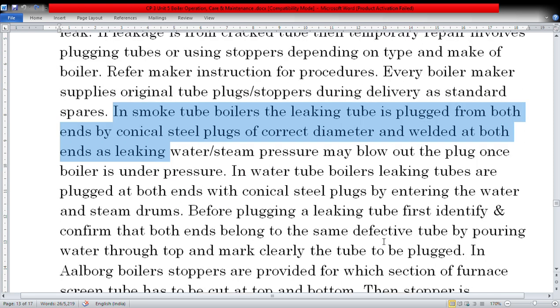Before plugging a leaking tube, first identify and confirm that both ends belong to the same defective tube by pouring water through the top and marking it. So we are generally using this soap solution and all.